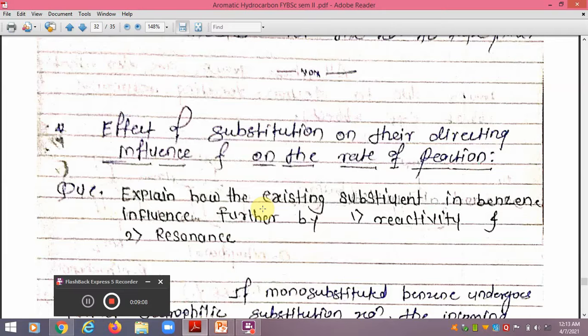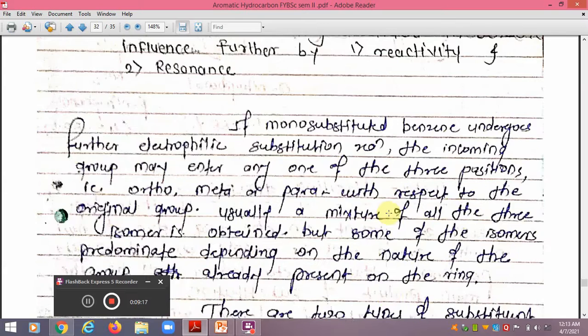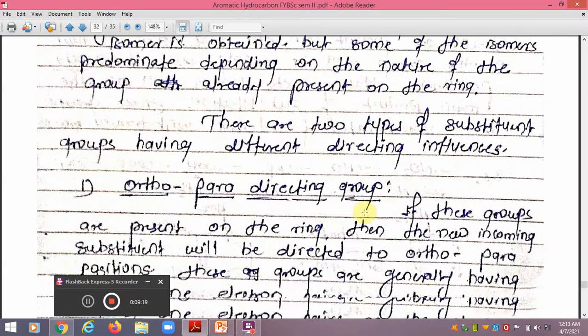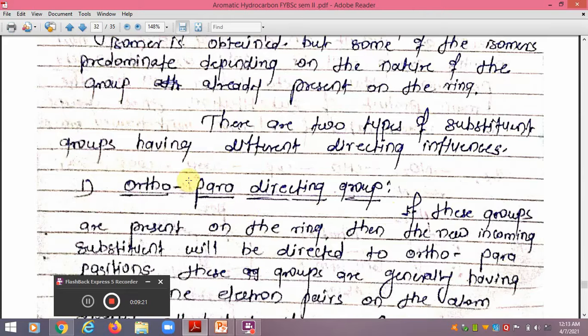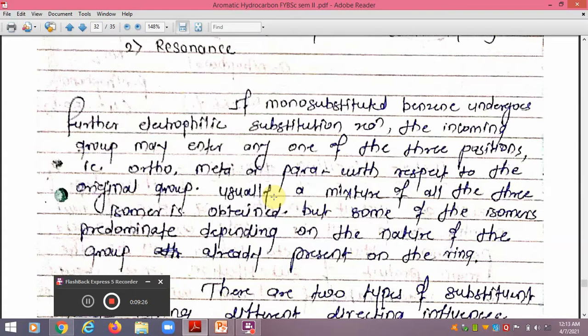But what will be the effect on the position or the direction of the incoming electrophile if electron donating and withdrawing groups are present? That we will discuss in this part. Here two types of groups are present. One is called the ortho and para directing group, another is called the meta directing group. So if monosubstituted benzene undergoes further electrophilic substitution reaction, then the incoming group may enter any one of the three positions, either ortho, meta or para, with respect to the original group. What is the nature of the original group?